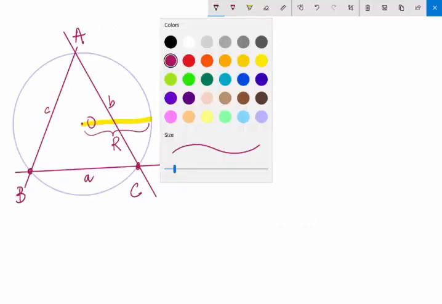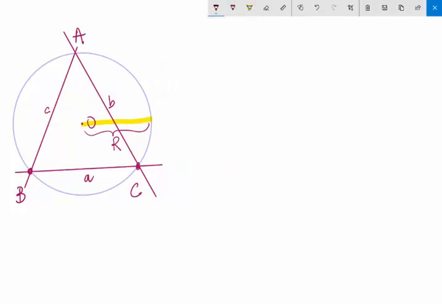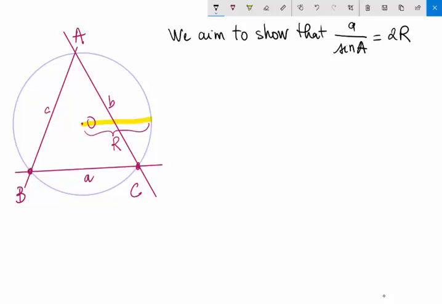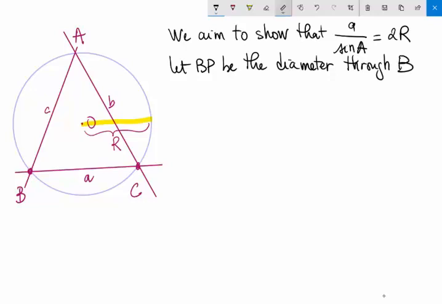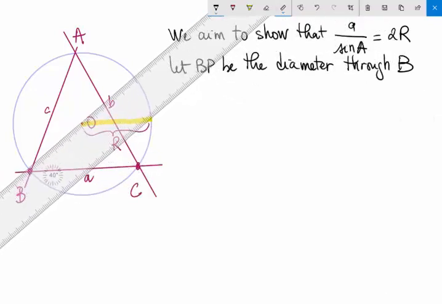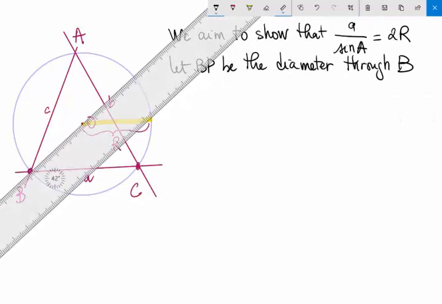Okay, so our aim here is to show that little a over sine of angle A must be 2r, where r is the radius of the circumcircle as shown on the picture. Now let BP be the diameter through B, so it will be the line passing through B and O.